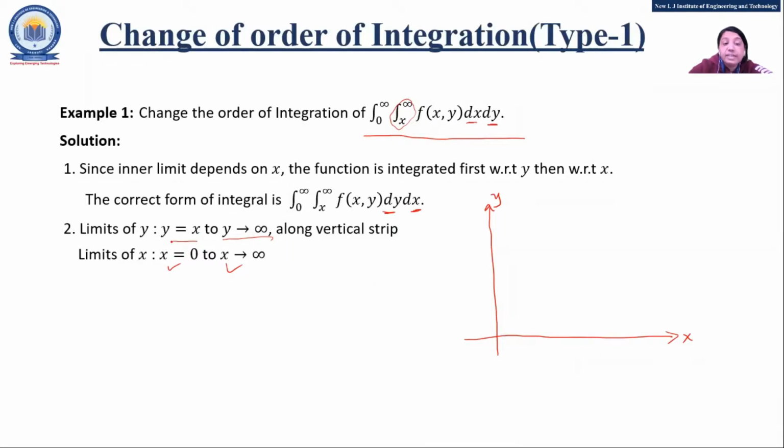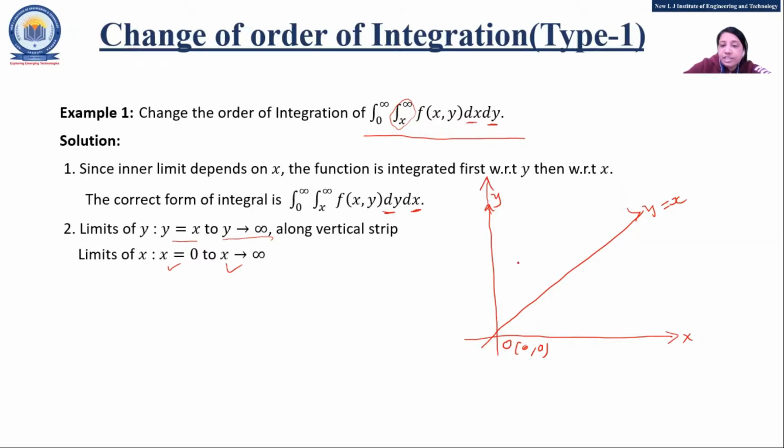See, our vertical strip will start from y equal to x and go up to y equal to infinity. That is the meaning of this. So we will consider one line, y equal to x. From the limit itself we will decide which type of region it is. This is y equal to x, this is the origin (0, 0). And another line is y equal to infinity. This is the y-axis, so this is infinity.